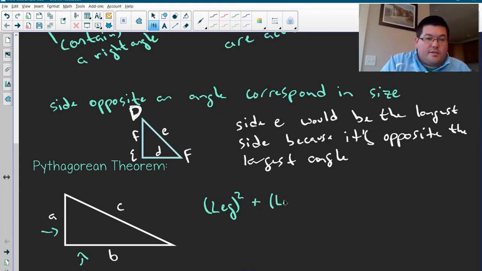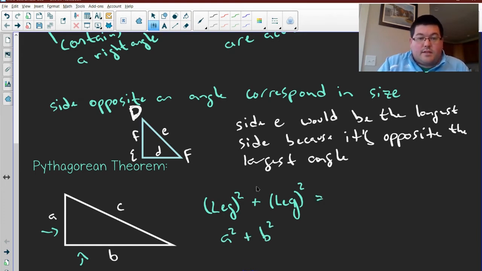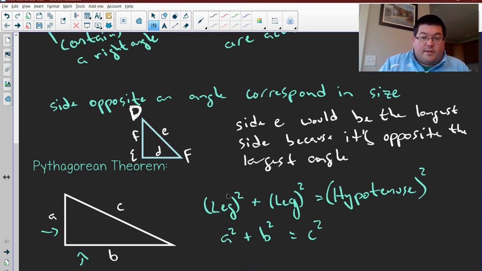So Pythagoras determined, or is attributed with determining, that if you take the square of each of the legs and add those together, right, this a squared, you may have seen this as a squared plus b squared, then this sum here is going to equal the square of the hypotenuse. Or often it's known as a squared plus b squared equals c squared.